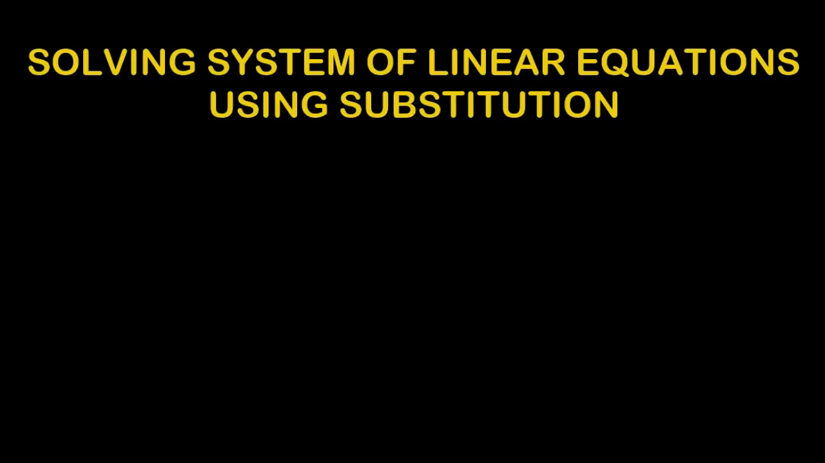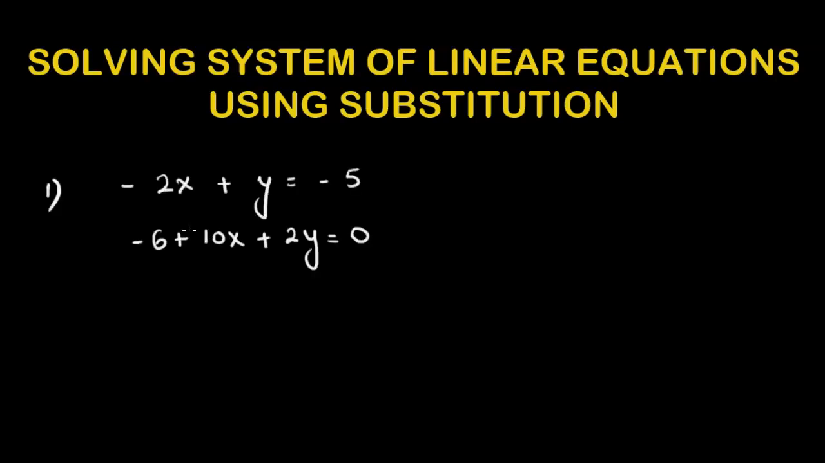Hey guys, in this lesson we will understand how to solve a system of linear equations using substitution. That's the second technique we were supposed to do in order to find the point of intersection. Let's take the two equations: negative 2x plus y equal to negative 5, and negative 6 plus 10x plus 2y equal to 0.